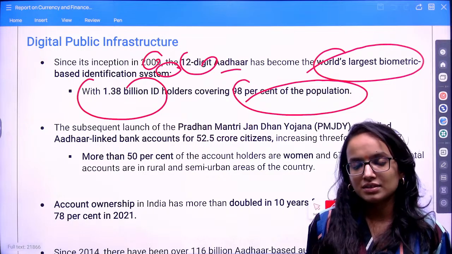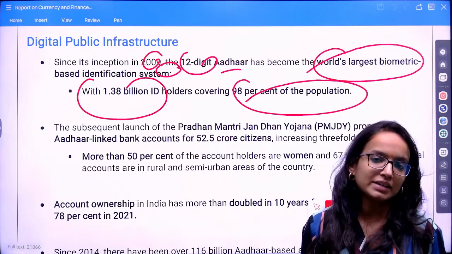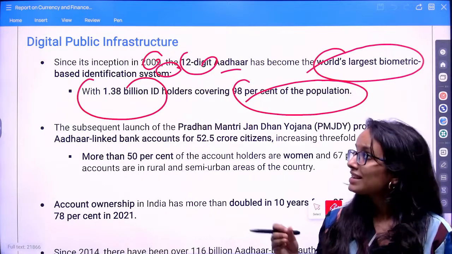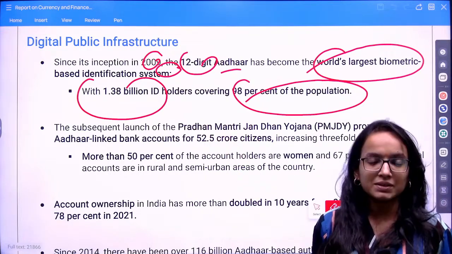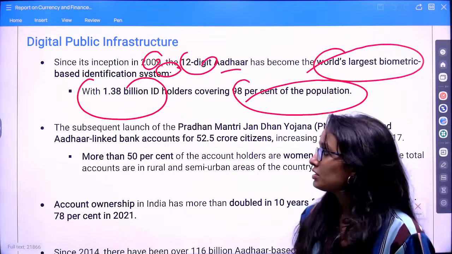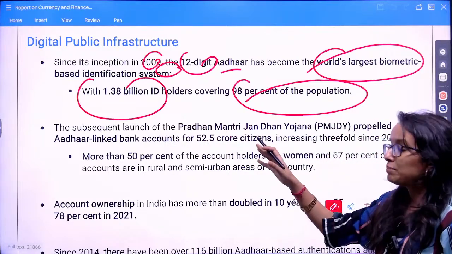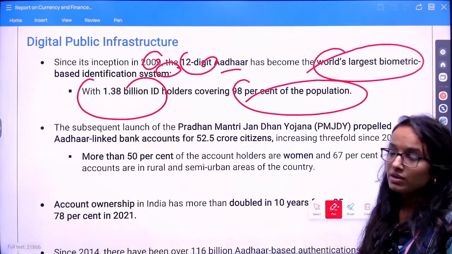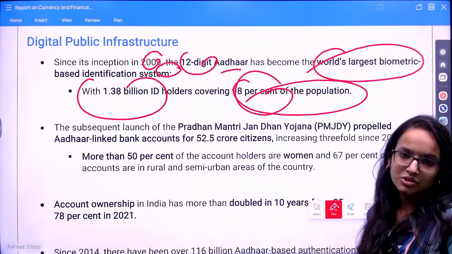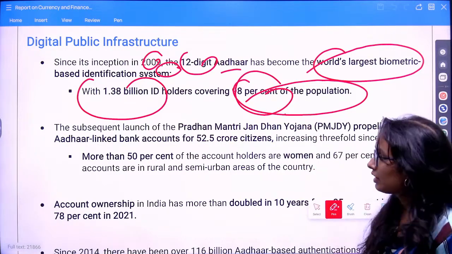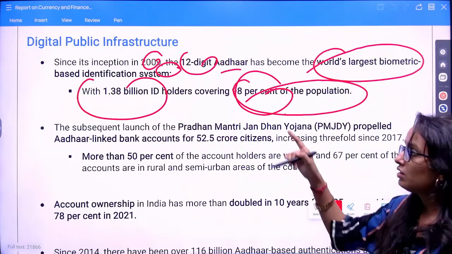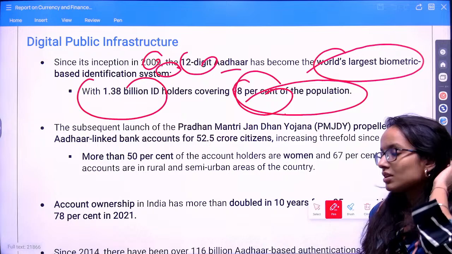You see, so much coverage, right? Almost everyone has their Aadhaar number, unique identity. So this is one of the reasons that everyone has access to e-governance services, right? Digital public infrastructure. So Aadhaar is one of the contributors. Remember this figure, 1.38 billion ID holders, and 98% of the population is covered here. Okay. Next thing, the subsequent launch. So the first contributor for India's digital public infrastructure is Aadhaar.